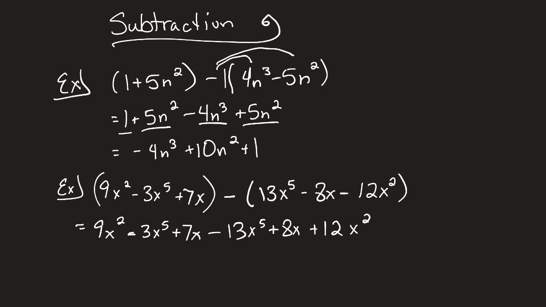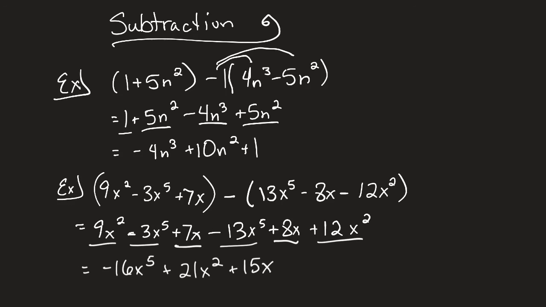And then we combine like terms, highest power to lowest power. So our highest power is to the fifth, so we have minus 3x to the fifth and minus 13x to the fifth, which gives us minus 16x to the fifth. Our next highest power is squared, so we have 12x squared and 9x squared, so that is 21x squared when we add them together. And then we have plus 7x plus 8x, which is 15x as our final answer.